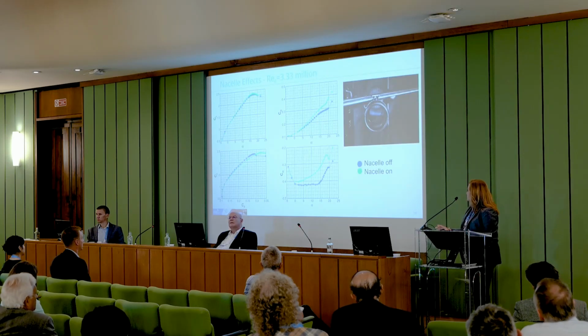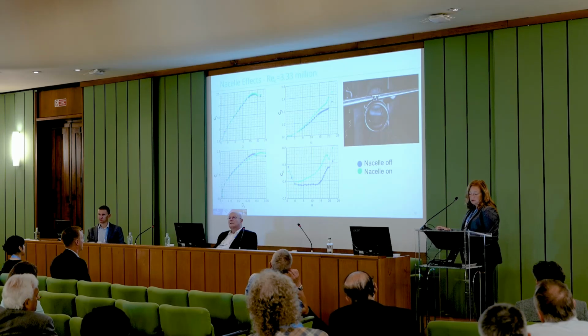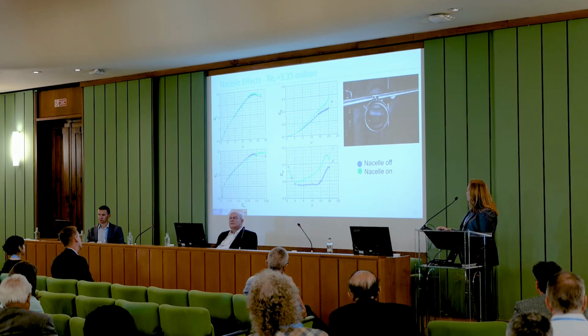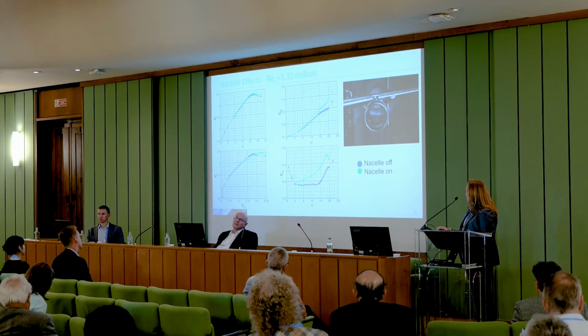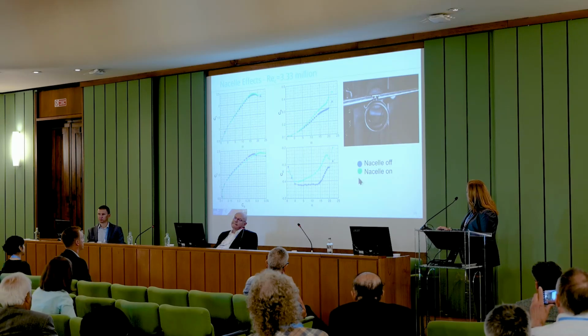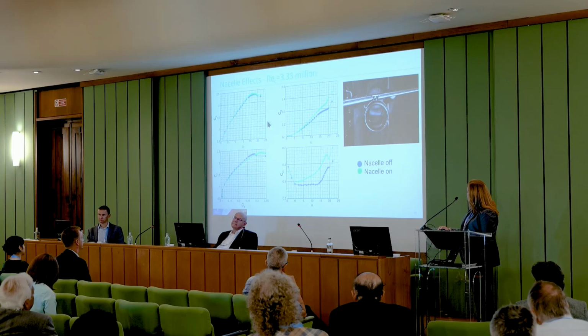Okay, now I'll just show some of the effects that we were able to test. First was the nacelle effects at 3.3 million. Here you see the nacelle off is the blue circles, the nacelle on are the green circles, and this looks as we would expect. And then at 5.49 million, the same.